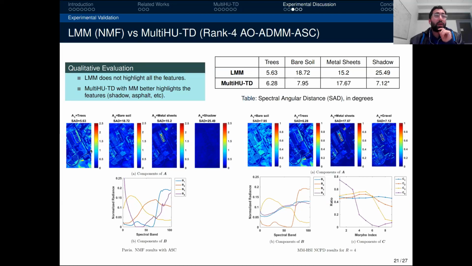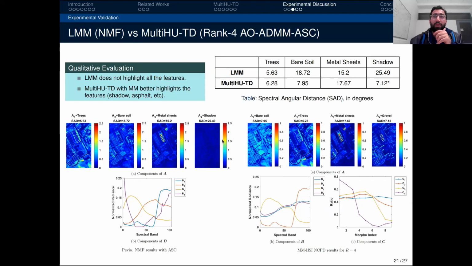So I will explain. We see here the NMF or the LMM model, the linear model. We have vegetation here. This is already explained by this feature here, by the spectral signature here. We have bare soil, so it highlights some information here that is actually bare soil in the image. We have metal sheets. These are like rooftops of some buildings. And here it says shadow. Shadow is because in this component we have a relatively low amplitude, low intensity, so it doesn't appear in the LMM model.